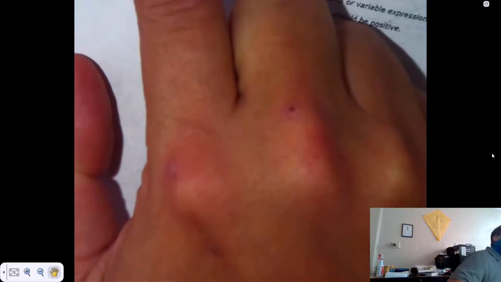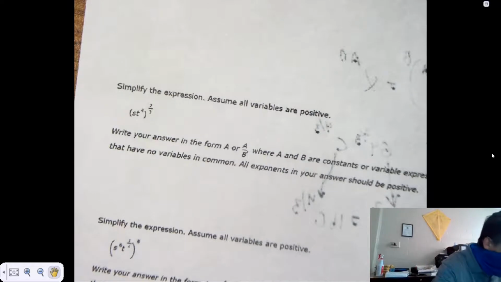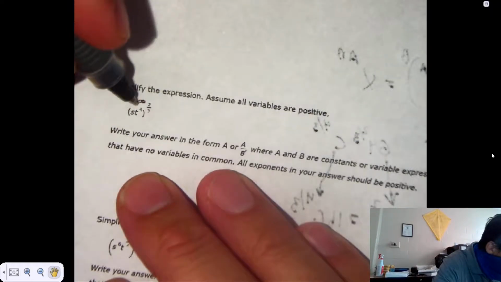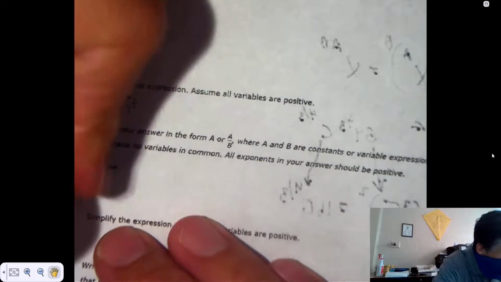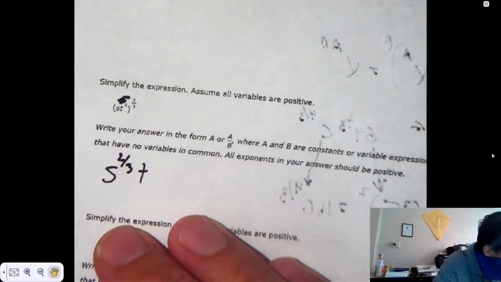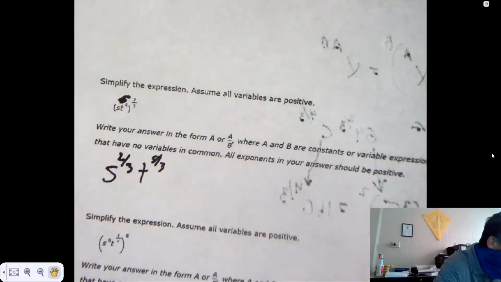That one is worth doing. Maybe, I don't know. Probably not. That's ST to the fourth all raised to 2/3. S to the 2/3, T to what power? 8/3. Yeah, it wasn't what I thought it was. Is there anything you can actually do with it? Nah.